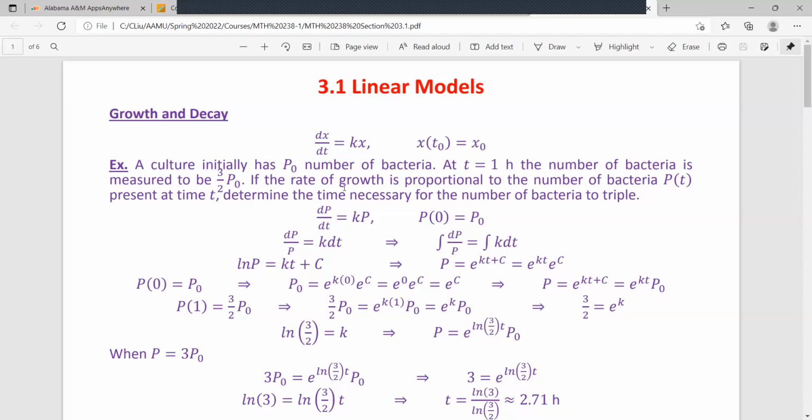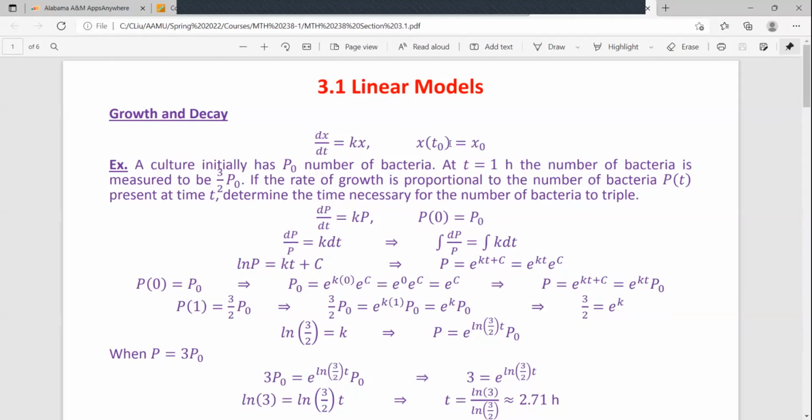If the rate of growth is proportional to the number of bacteria P(t) present at time t, that means the bacteria population changes governed by this differential equation. And we need to determine the time necessary for the number of bacteria to triple. So how long does it take for the population to become 3 times the initial population? So the model we have is here.